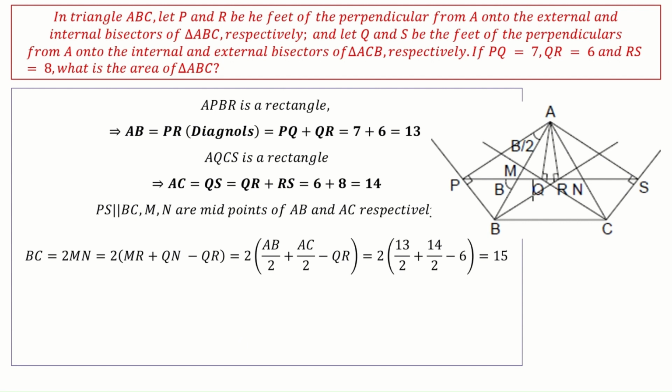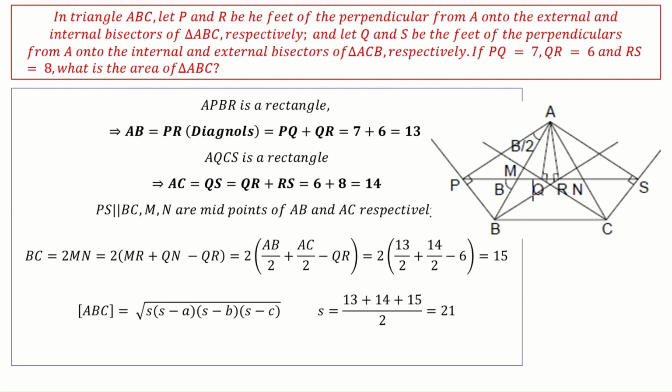Now I have AB, AC, BC, so I have the three sides of the triangle. Now I can apply the area of the triangle theorem: square root of S into S minus A into S minus B into S minus C. S equals 13 plus 14 plus 15 by 2, which is equal to 21. If I substitute these values, I get the area of triangle ABC as 84 square units.